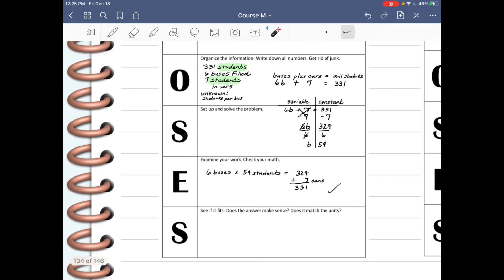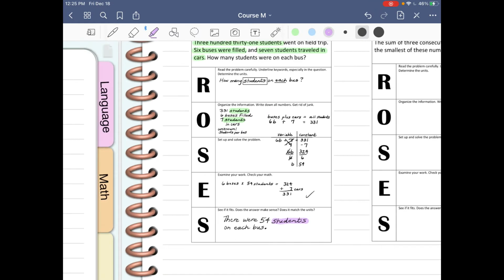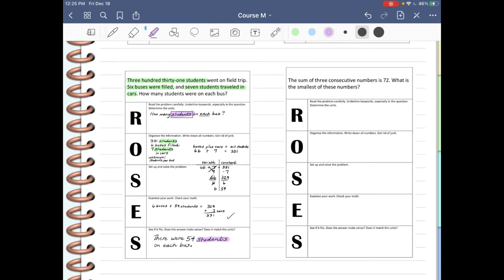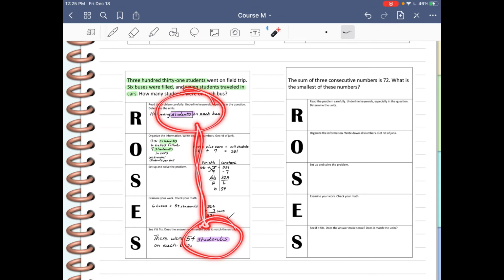So the answer to this question, remember, is this. There were 54 students. And we know we needed students. That was our units, on each bus. Always make sure that that unit matches this one. That these two up here and down here match up.